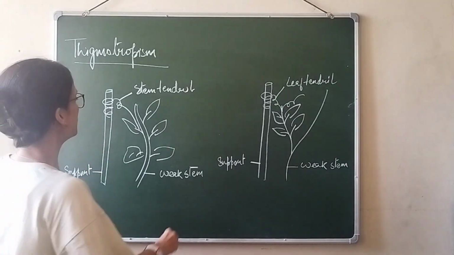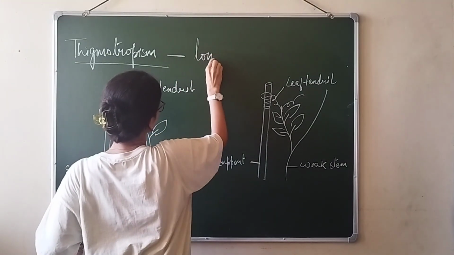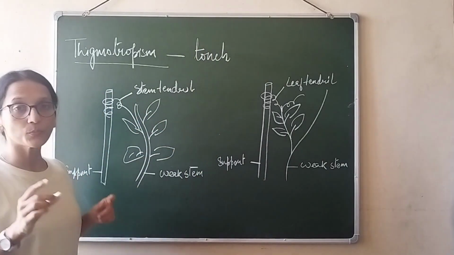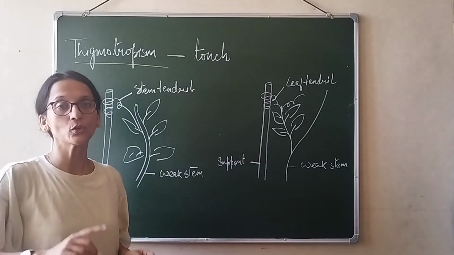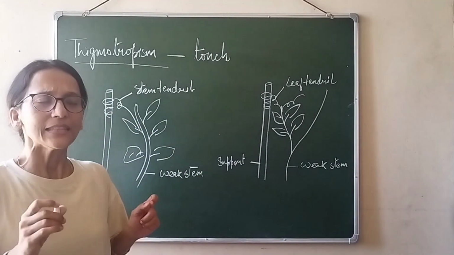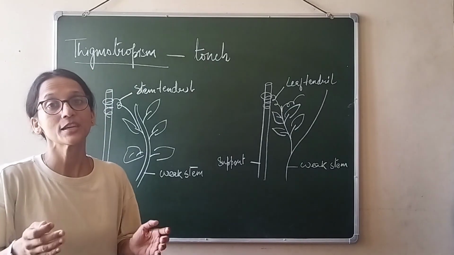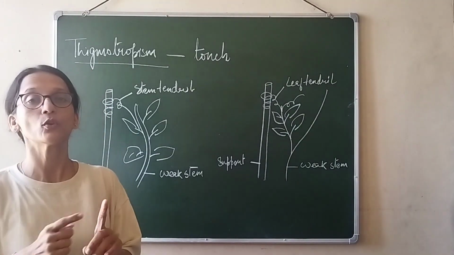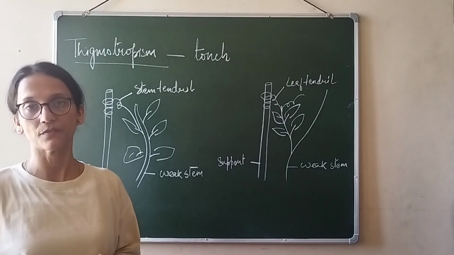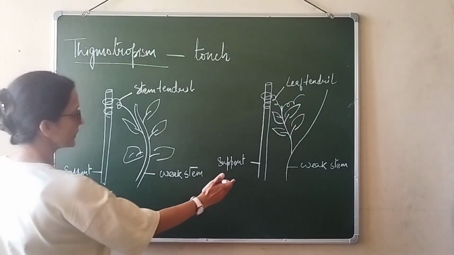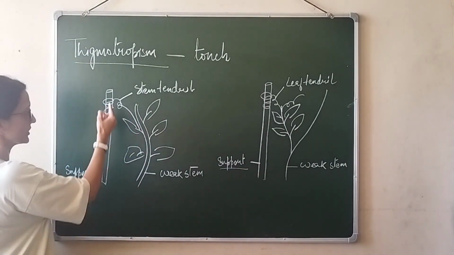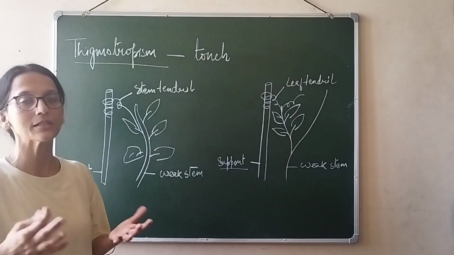Type of movement, thigmotropism, the stimulus is touch. So in this, the plant body part will show movement towards the direction of the touch. This is mostly seen in plants which have weak stem, and usually they will always coil around the support which is given to them. So in both the cases you will see there is a support around which the tendrils are coiling. Now tendrils are of two types.